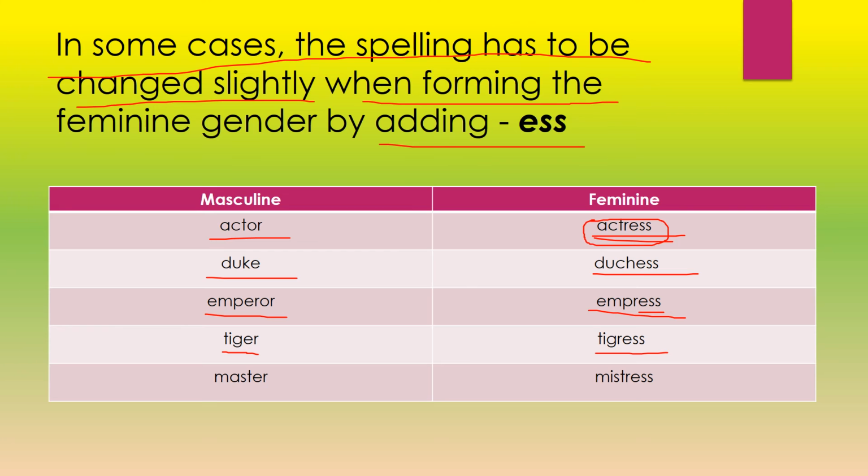Next is master. So what is the feminine gender of the word master? Mistress. Again there is a slight change in the spelling, M-I-S-T-R-E-S-S. Again you are adding ess to the word. Okay, so this was your second rule.